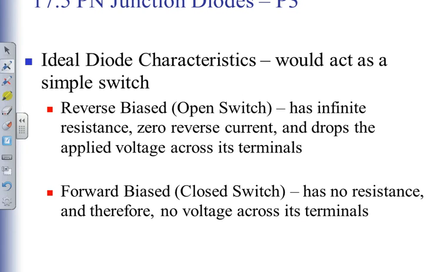Ideal diode characteristics would act as a switch. I'm either open or I'm closed. In the open position, I have infinite resistance. There's zero current flowing, and it drops the applied voltage. All the applied voltage gets dropped across the device. In the forward bias condition, I'm a closed switch. There is absolutely no resistance. There's no voltage across the terminal. So that's my first cut about what a diode does. An ideal diode is either on or off. And in general, that's how I think about them, and that's how I use them.